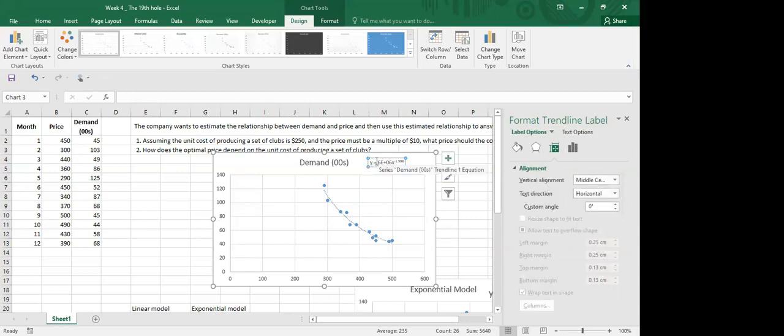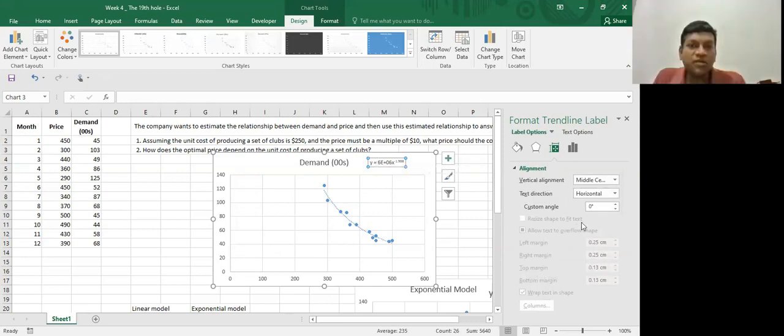So what is power? That is an equation of the form y is equal to a x raised to b. Sorry, a x raised to b. So you can see this equation here: y is equal to a x raised to b. So I need to figure out the values of a and b.